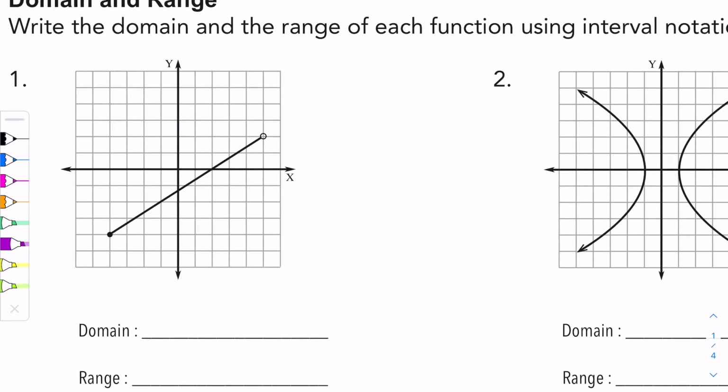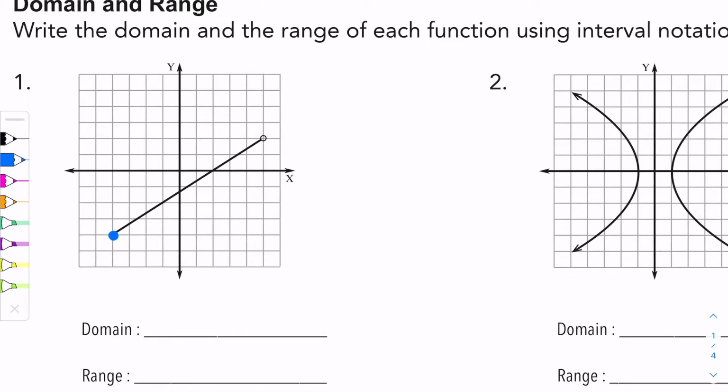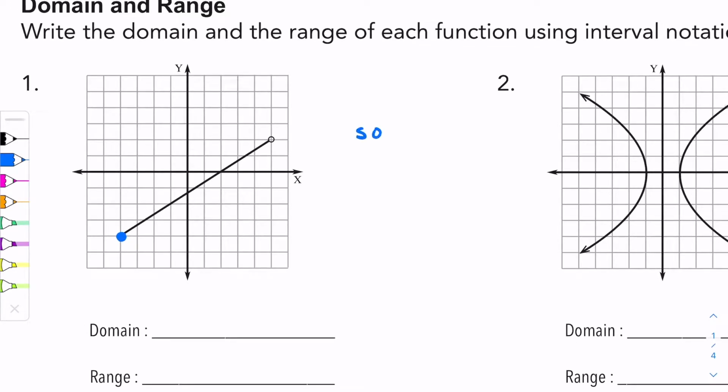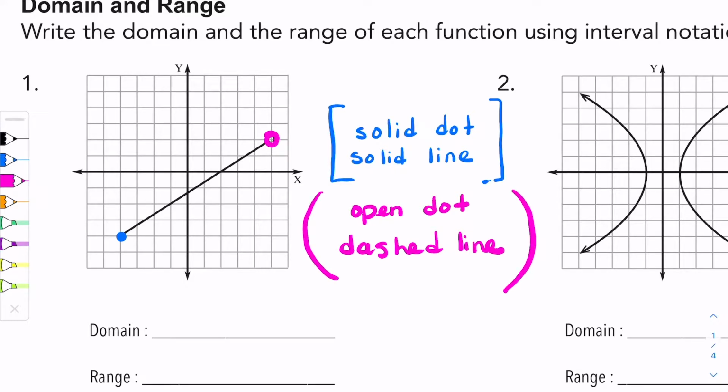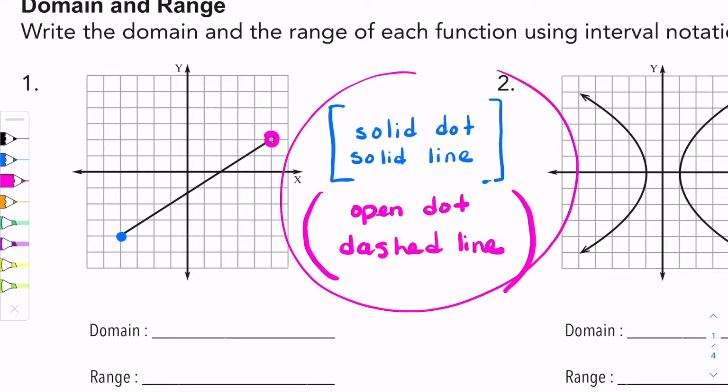So just a couple reminders, kind of going off the last lesson. If you have a closed dot, that's a solid dot. So a solid dot or a solid line is going to receive square brackets. If you have an open dot or if you have a dashed line, you're going to use parentheses. This is important to know.